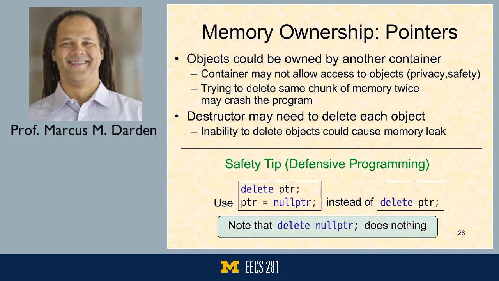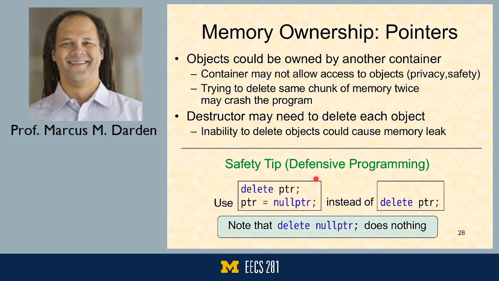When pointers have ownership, now we're being careful here, right? When an object is owned by another container, other items might be prevented that access, which is great for privacy. It's great for safety, right? We have to be careful that when we delete some chunk of memory, we don't delete it twice. This could crash the program. And every time I've got a declaration, a constructor that's got an allocation, I want to make sure that there's a matching destructor to deallocate that memory. If I don't, I can cause memory leaks.